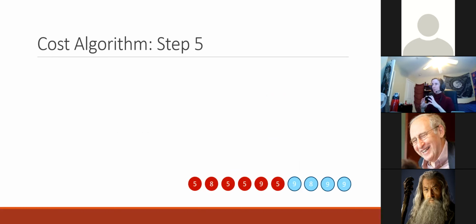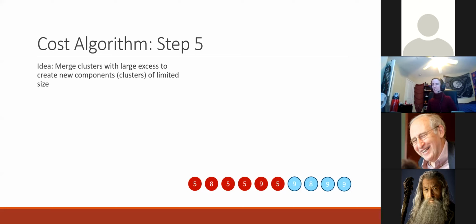Okay, so step 5 is going to be this merging process that I was defining before. On the bottom right, I've created a point for all of the clusters in the graph, and I've colored it with the excess color and labeled it with the excess number. So for instance, the point on the far left is a cluster with excess color red and excess 5. So these represent all the clusters in our graph and how we labeled them previously. The idea here is we're going to take clusters with large excess and merge them together by building components such that we can remove a lot of the excess, because the excess is the problem. The excess is the amount of unbalance.